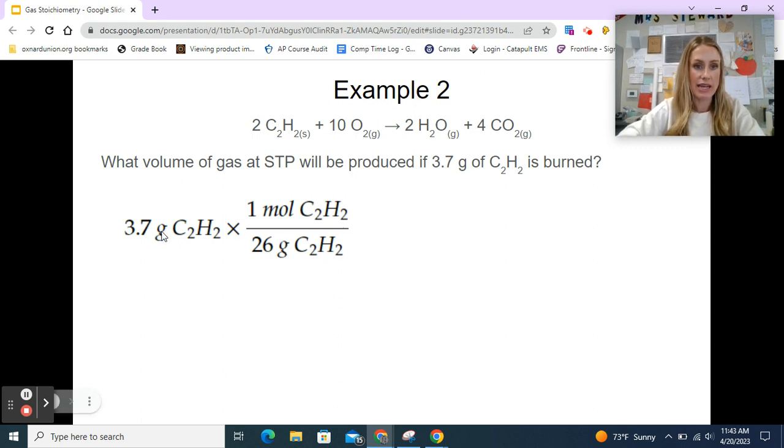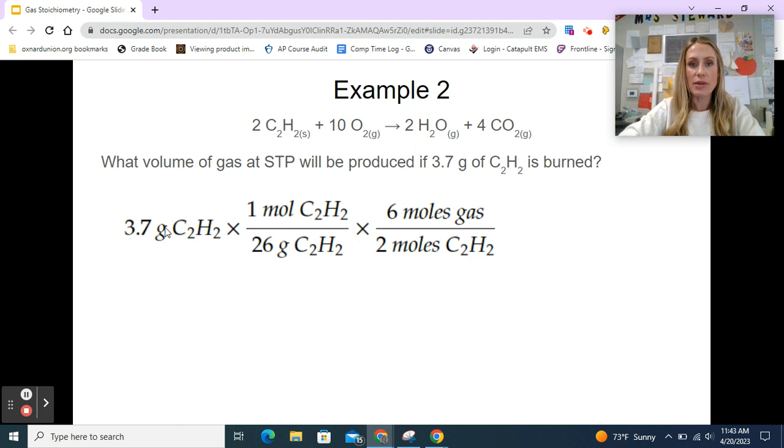So grams is going to cancel out. And then I'm going to use my conversion factor that I showed you on the last slide in order to convert to moles of gas. So I know that 2 moles of this C2H2 is going to produce 6 moles total of gas. So that's going to be 0.427 moles of gas produced.